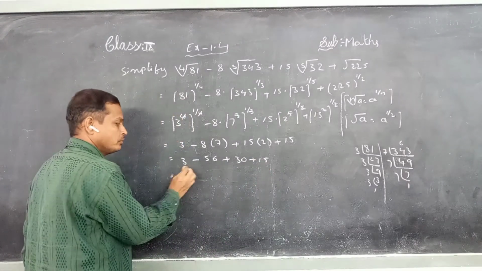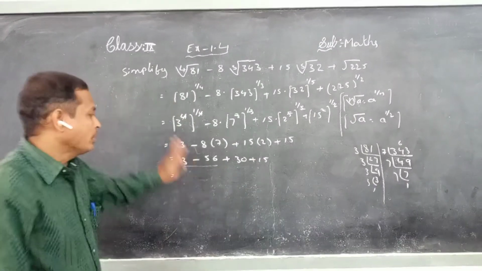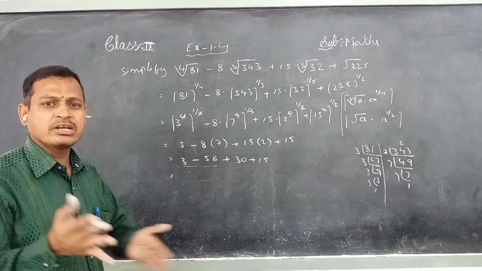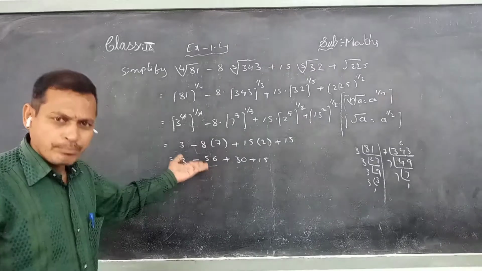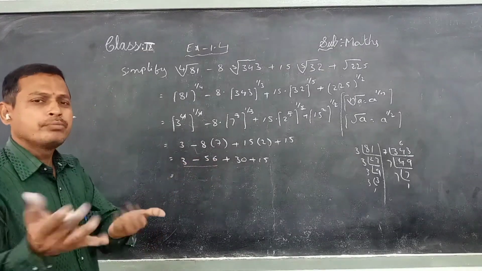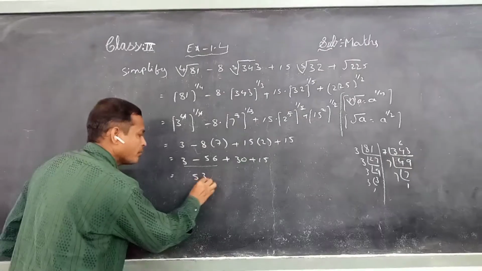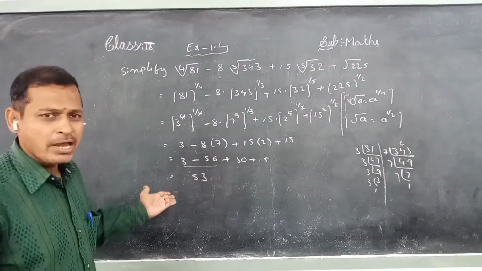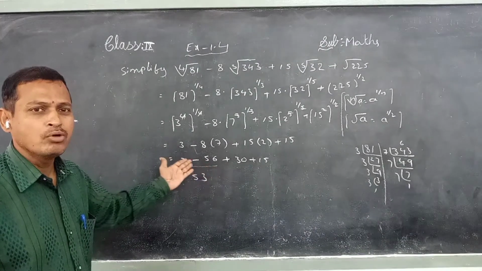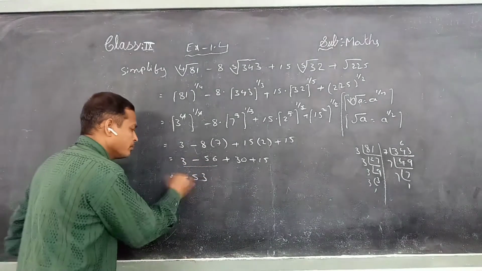Okay, children. First the first 2 terms: one value is plus, another value is minus. How can you do it, children? We have to do subtraction. What is 56 minus 3? We require the sign. We require to put the sign. The biggest value, how much value? 56 is the biggest value. In front of the sign, we can get the minus.